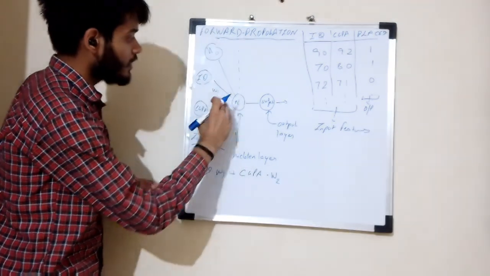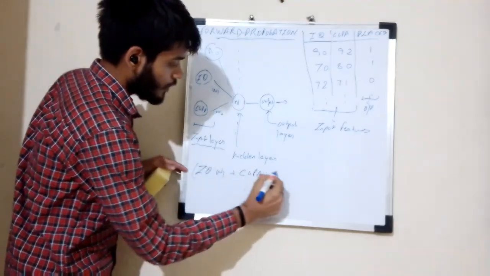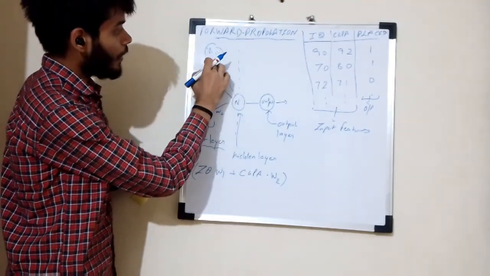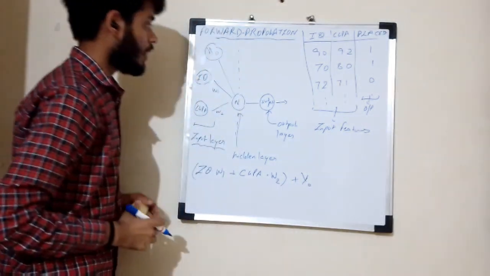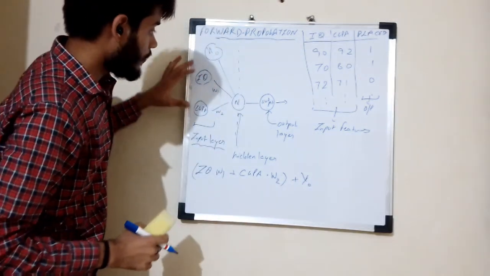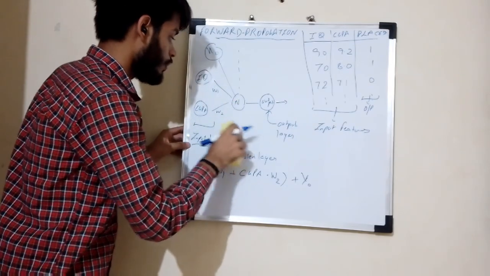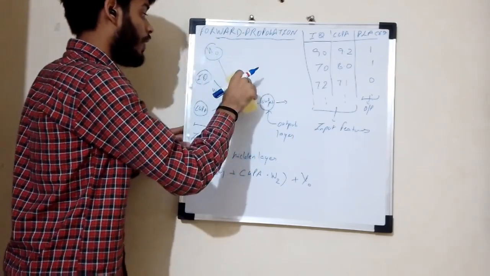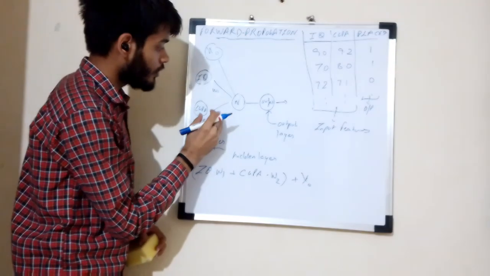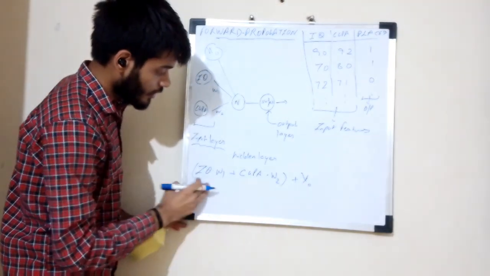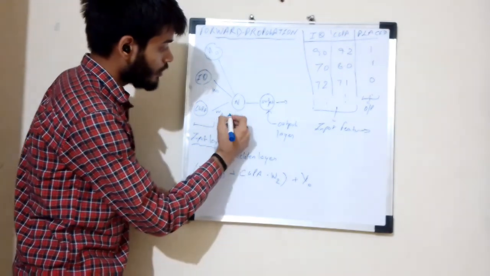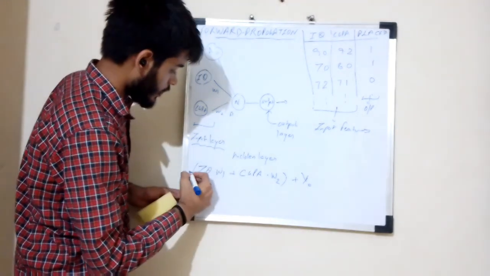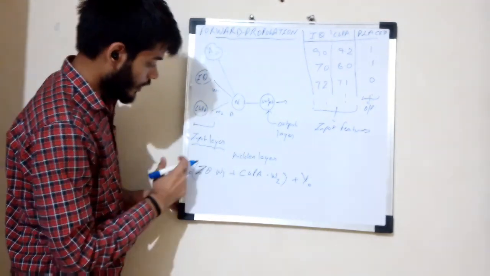After multiplying these two, what we need to do is add a bias term, which is x0. After that, this gets passed to the hidden layer. After finding this out, it is going to be passed to the activation function. Let's say this is my z.